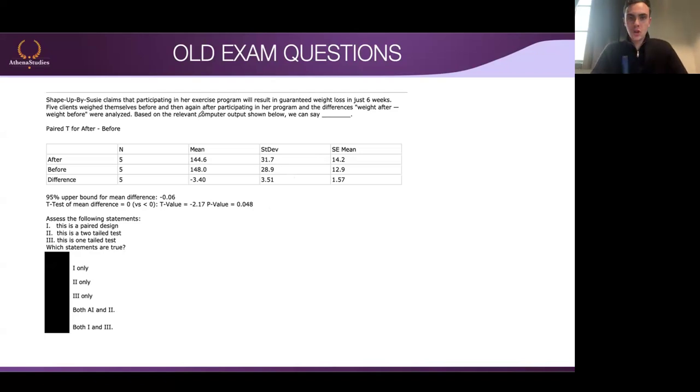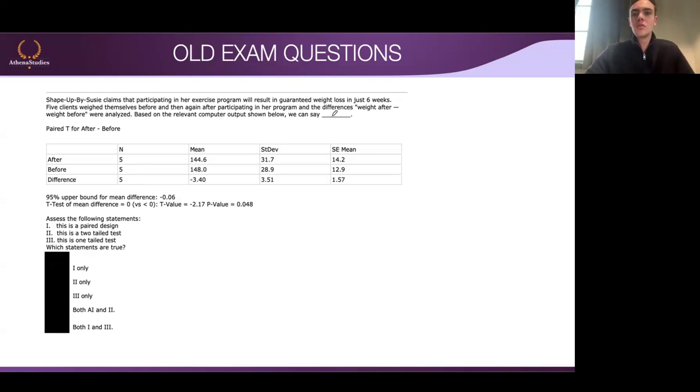All right, very good job, guys. So here, let's read the question all together and check which of these statements are correct. All right, so for those who still send me their answers, perfect. So what can we say based on the text and the graph they give us? So Shape Up by Susie, blah, blah, blah. We don't care about this.